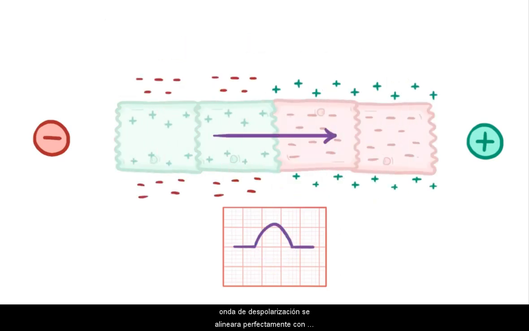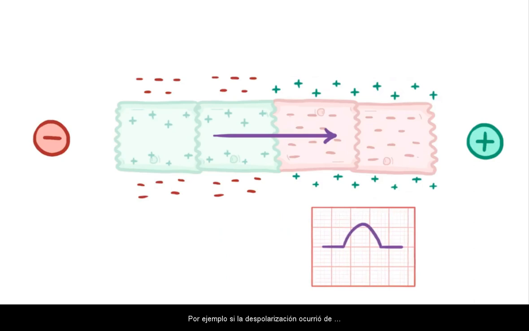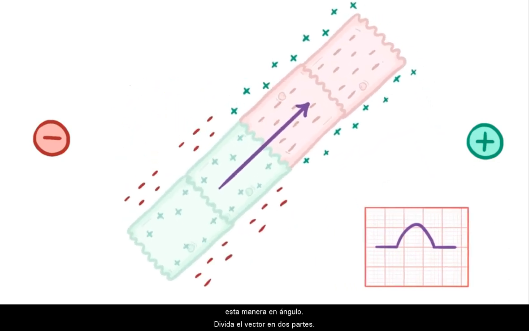Now, even though it'd be nice if the depolarization wave lined up perfectly with the electrodes, usually that's not the case. So what we end up looking at is the vector component that's parallel to the electrode. For example, let's say the depolarization happened this way, at an angle. Then we'd break the vector into two parts, one going parallel with the electrodes and one going perpendicular. The one we care about is the one that's going toward the positive electrode, which causes the deflection. Though since this arrow's shorter, it's going to cause a slightly smaller deflection than previously.